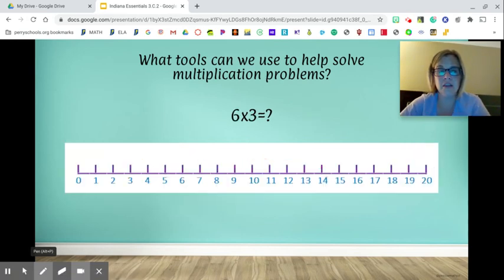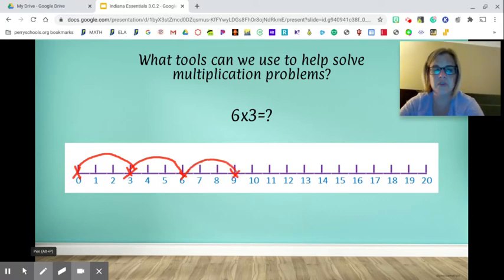Okay, another one that we could do would be 6 times 3. So I could do 6 jumps of 3 or 3 jumps of 6. Let's show 6 jumps of 3. So I'm going to go 1, 2, 3. Here's 1 jump. 1, 2, 3. 2 jumps.